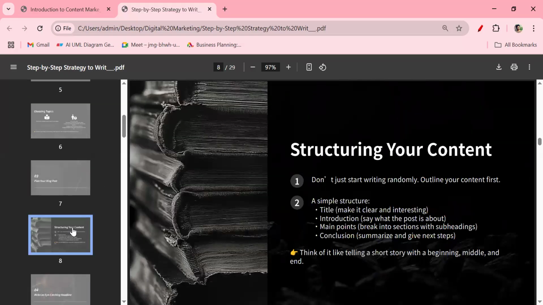Plan your blog post. How are you going to plan? Don't just start writing randomly; outline your content first. So how are you structuring the whole content? First, make the title clear and interesting. Then the introduction says what the post is about. Then break it into sections with subheadings, including main points. Then conclude or summarize and give the next step. Think of it like telling a short story with a beginning, middle, and end. So you can make proper storytelling.